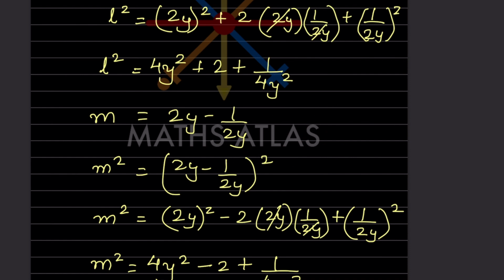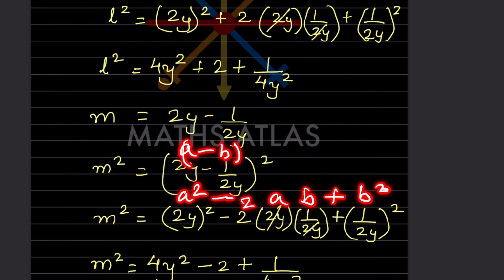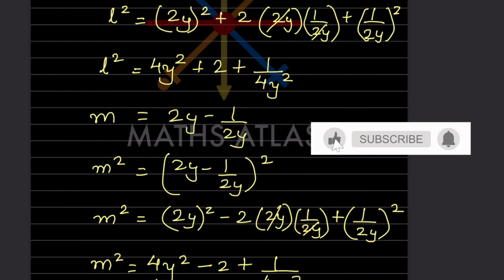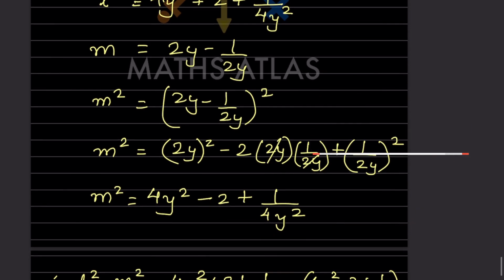So here this is a square, minus 2ab, plus b square. So this is a and this is b, and the square of it. Now again we'll do the same, this into this, this into this, that is going to be 4y square minus 2, this and this are going to get cancelled, plus 1 by 4y square.